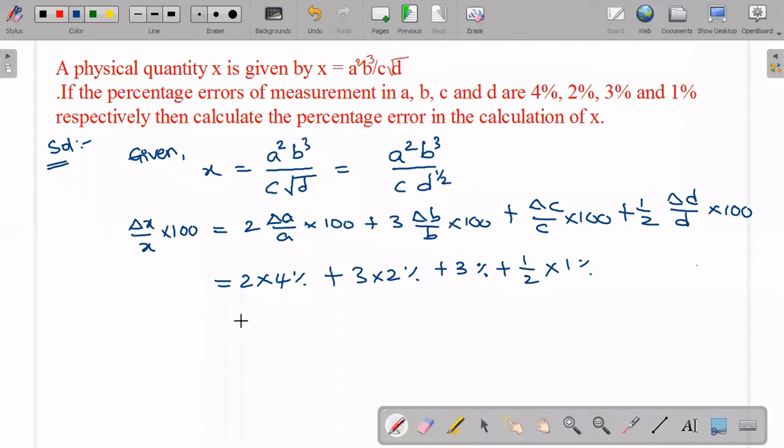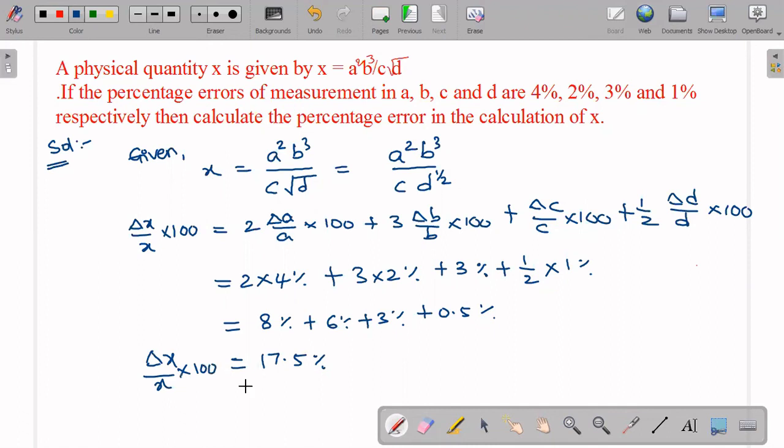Now if we take all this, 2 into 4 is 8%, plus 6%, plus 3%, plus 1 by 2 into 1%, so 0.5%. If we add all this, 8 plus 6 is 14, plus 3 is 17, plus 0.5, so 17.5. We got 17.5 percent. That is the percentage error involved in the measurement of x. You can write this directly. If you have any doubts, you can raise them here.